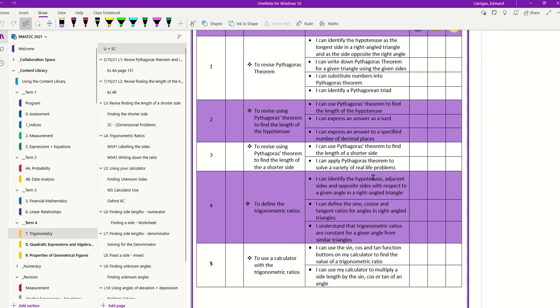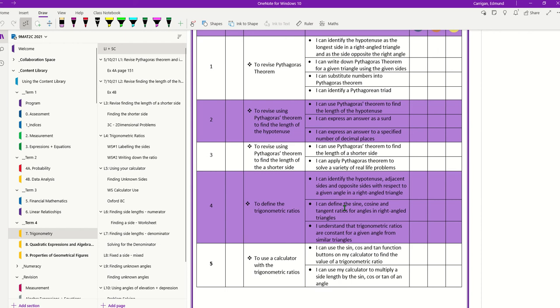You will be able to identify the hypotenuse, adjacent sides, and opposite sides with respect to a given angle in a right angled triangle. What that means, if we mark an angle, say as theta, you'll be able to say where's the hypotenuse and which one's the adjacent side with respect to that angle and which one's the opposite side.